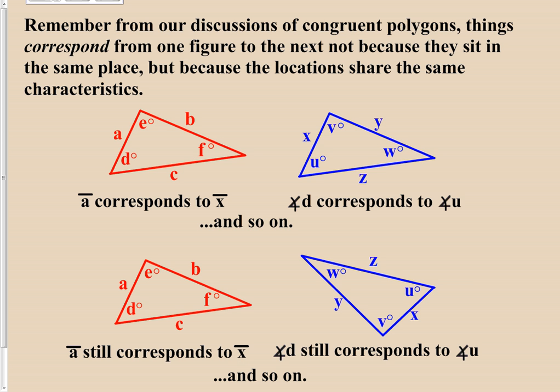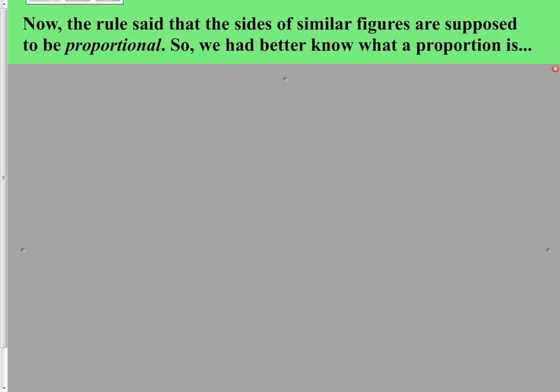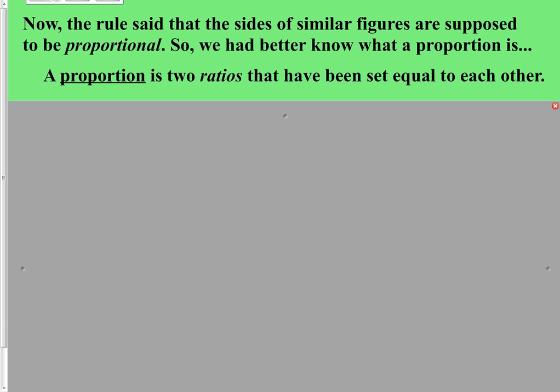Now on back to the definition, we talked about the corresponding sides are supposed to be proportional. I hope you have a good idea of what a proportion is, because we're going to need to know that in order to do the math involved with proving similarity. If you do not have a definition, a proportion is two ratios that have been set equal to each other.